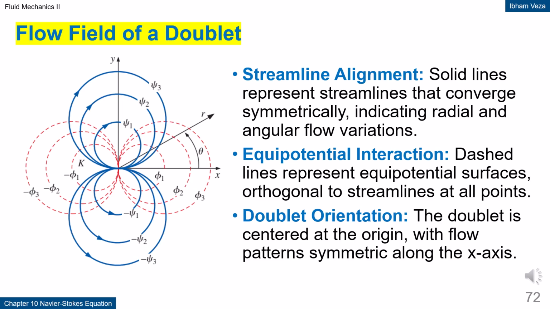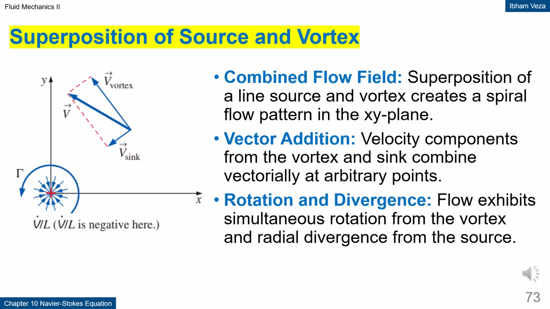Flow field of a doublet. The flow pattern of a doublet is shown by streamlines that are symmetric about a certain axis. The equipotential lines are always perpendicular to the streamlines, showing the nature of potential flow. This pattern reflects the combined influence of a source and a sink placed very close together. Although idealized, this structure is very important as a building block for flow around bodies. From this pattern, flow behavior near obstacles can be understood qualitatively.